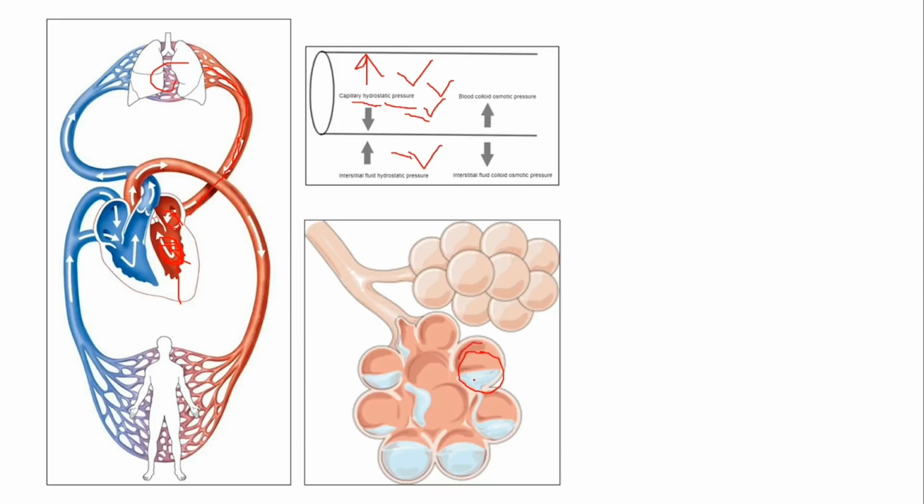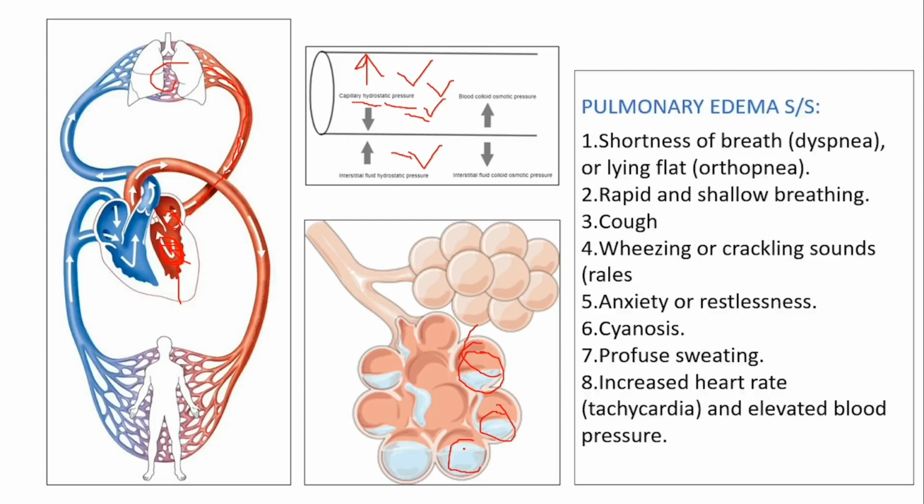Now when the fluid diffuses into the interstitium, it can also diffuse into the alveoli, and this fluid can accumulate in the alveoli, which is called pulmonary edema or pulmonary congestion. And this edema, or this fluid in the alveoli, can impair oxygen diffusion, which can cause various signs and symptoms like dyspnea. So shortness of breath will occur, which is called dyspnea.